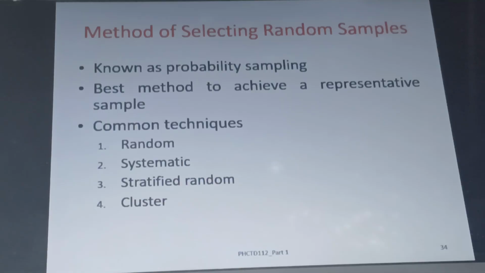The method of selecting random samples is known as probability sampling. These probability sampling methods are the best to achieve a representative sample because you do it with intentionality. You don't just do it anyhow, the way it's convenient for you, but there is a process, a procedure that you follow to ensure that the sample you are picking is a true representative of the whole population. So we have common techniques, just like I mentioned the other time. We have the simple random, the systematic, the stratified random, and the cluster.